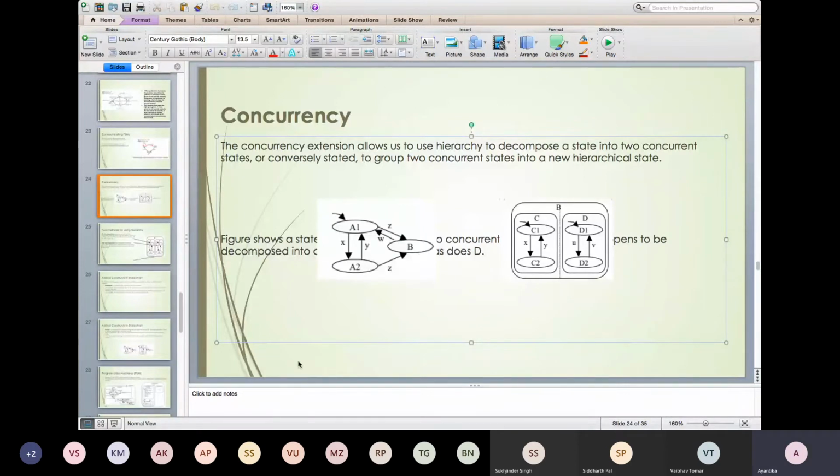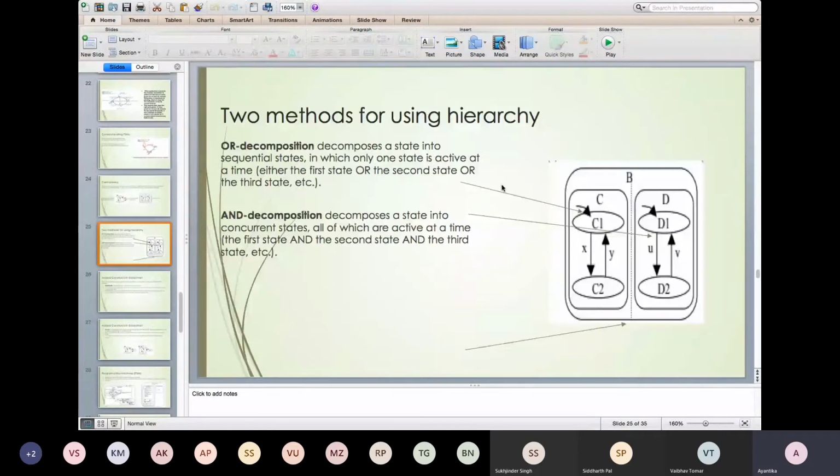Now basically these are the two methods of using concurrency. One is OR decomposition and another is AND decomposition. So can you tell me what we mean by this OR decomposition? Someone? Hello?